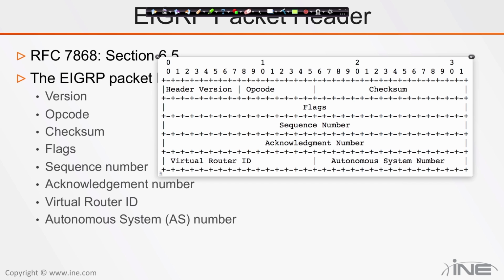Sorry, the most important one is probably the init flag. And then the sequence number, right? We talked about this in the previous core concepts module. We've got our sequence number, right? Reliable packets like an update or a query or a reply are going to be sent with a sequence number, right?